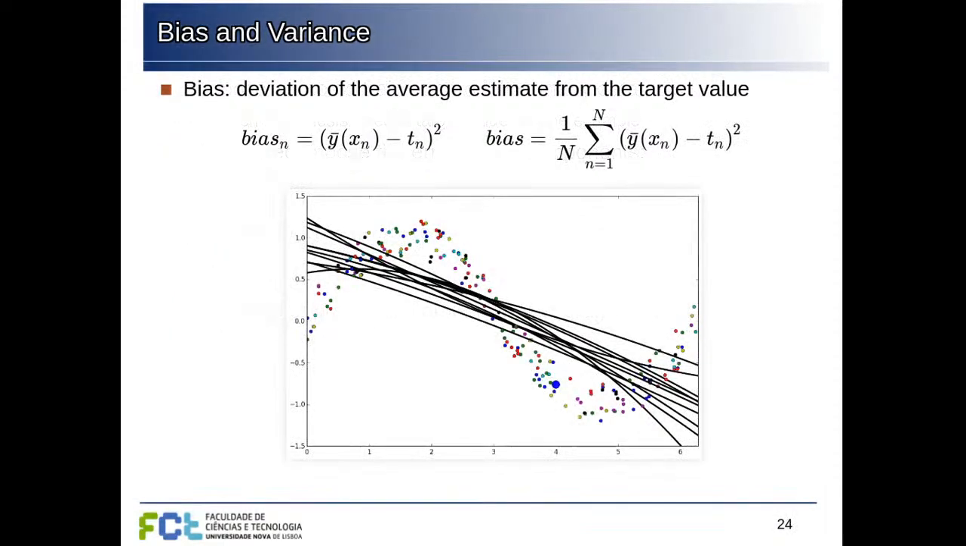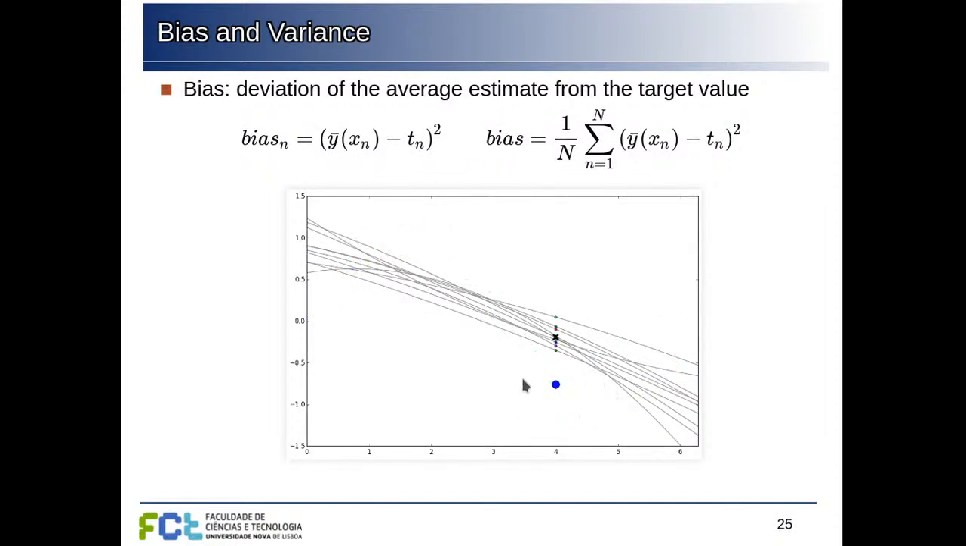So to illustrate this graphically, we're not going to lose much time with the formula, so we don't need to look at this in that detail, but basically the bias is this average difference between the average prediction of our model for each point and what the target should be. We can compute the square of this difference and then average it over all the data, and this gives us a measure of the bias for our model.